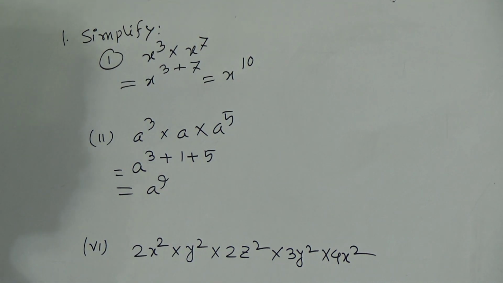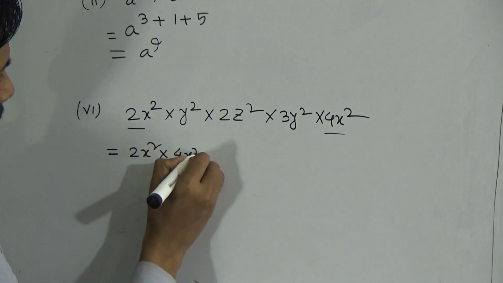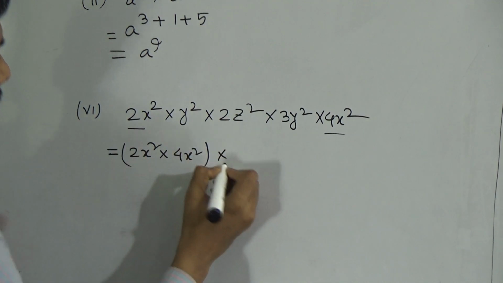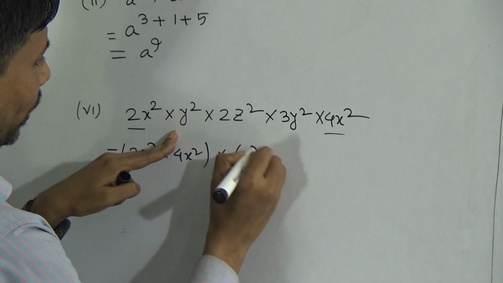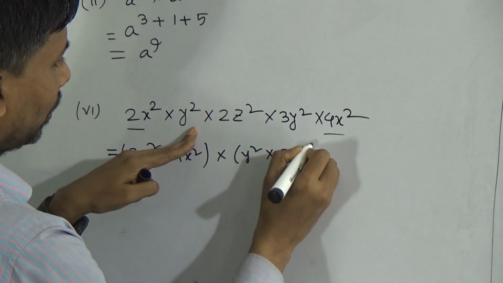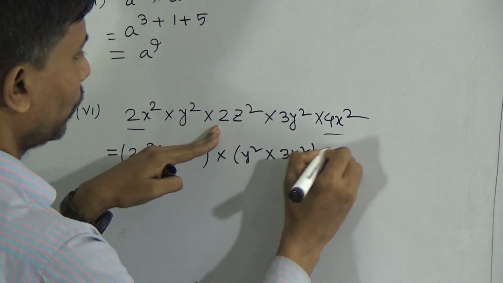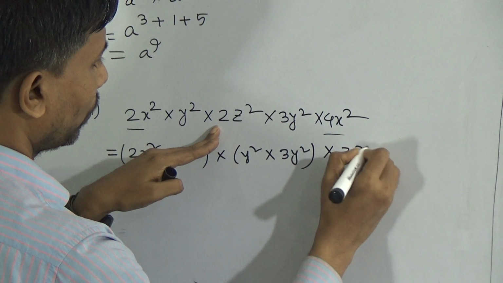Now, question number 6. We have to simplify now. At first, look: 2x square into 4x square, then 3y square into y square into 2z square.